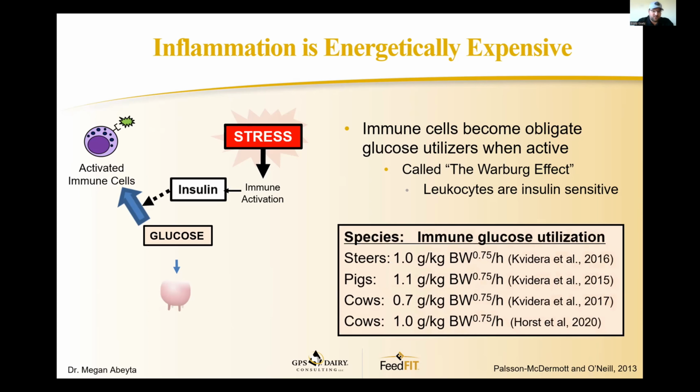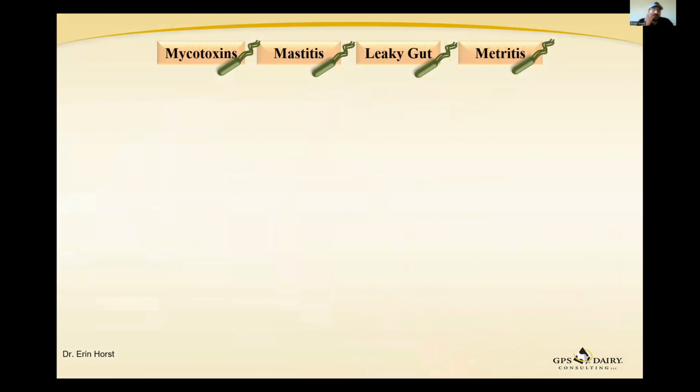And we know that this is really expensive in multiple species, whether that's steers, pigs, or cattle, that an activated immune system requires a substantial amount of glucose. So my former colleague, Dr. Aaron Horst, put this slide together, and it's a great slide, and I love using it. But again, we have these multiple sources of toxins or issues that can be going on for situations of inflammation, whether that's mycotoxins, mastitis, or leaky gut, like I just mentioned.